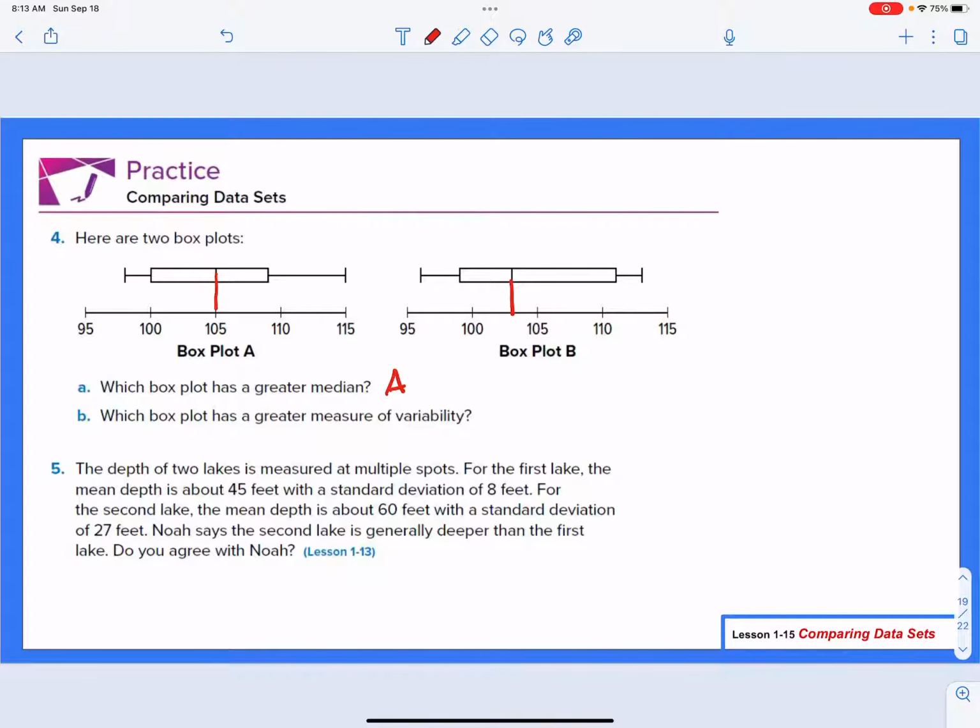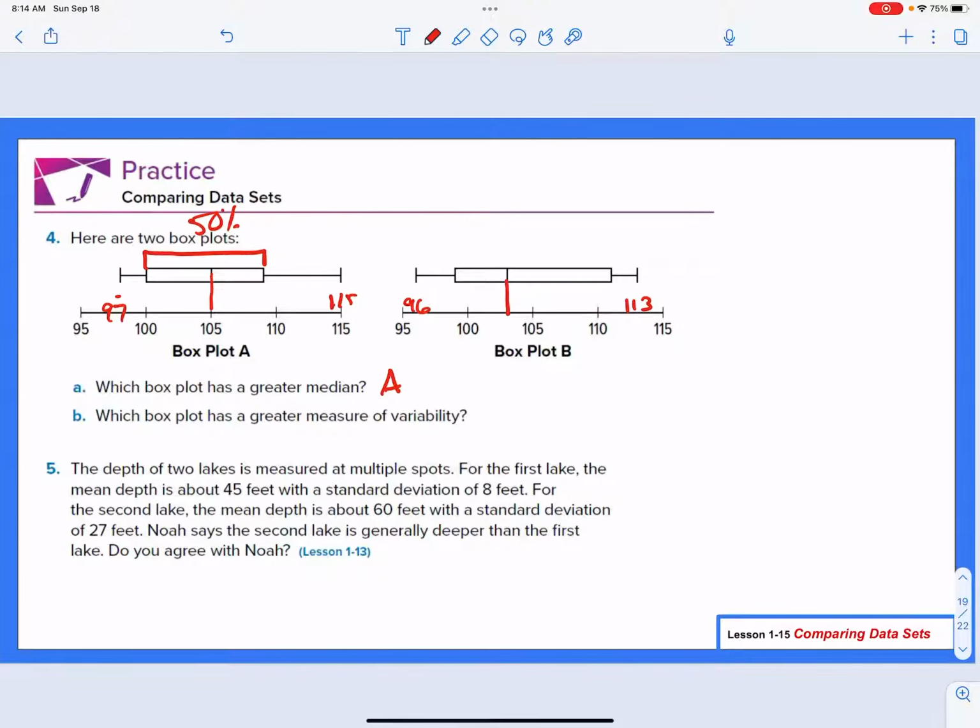Greatest measure of variability, well, here we're starting at about 97 and going up to 115. Here we're about 96 and we're going to maybe 113. So in terms of how far out the numbers are, there's not a huge difference there, right? But remember that this box represents 50% of all the values. So most of the values are inside that box. For A, half the values are in the small little section there, and for B, half the values are spread out there. So that's why I like to look at the values between the Q1 and the Q3.